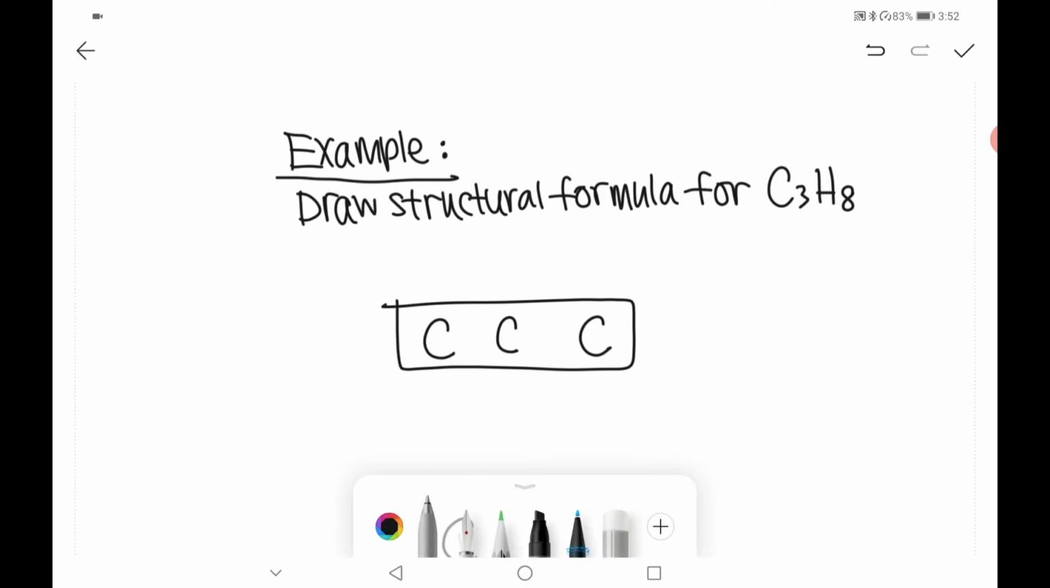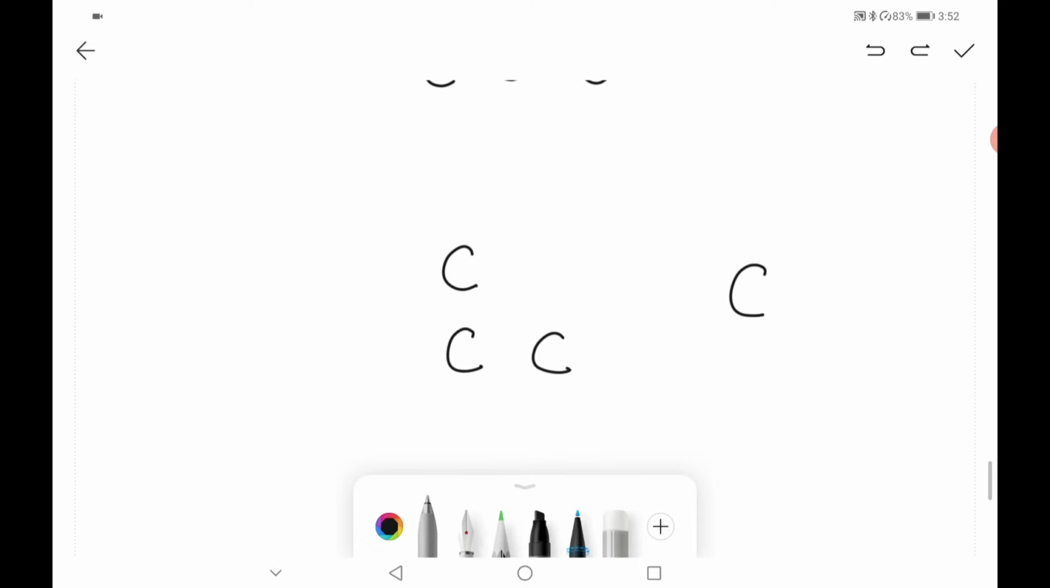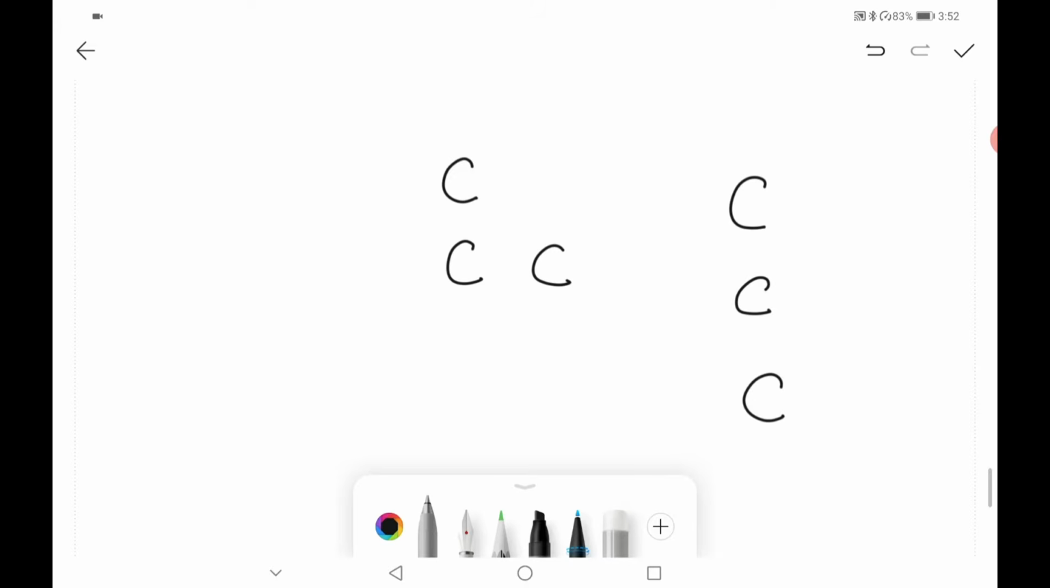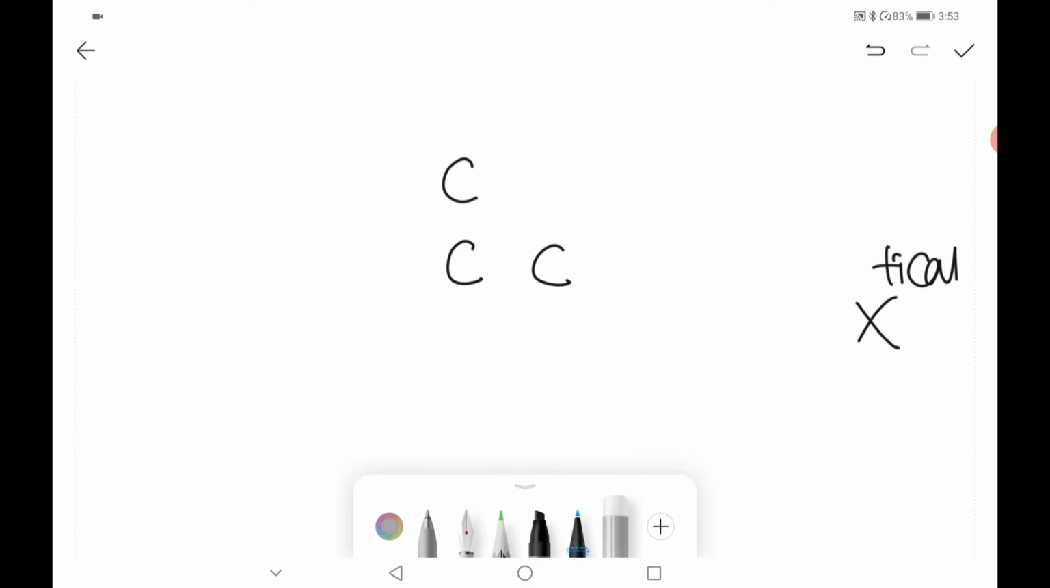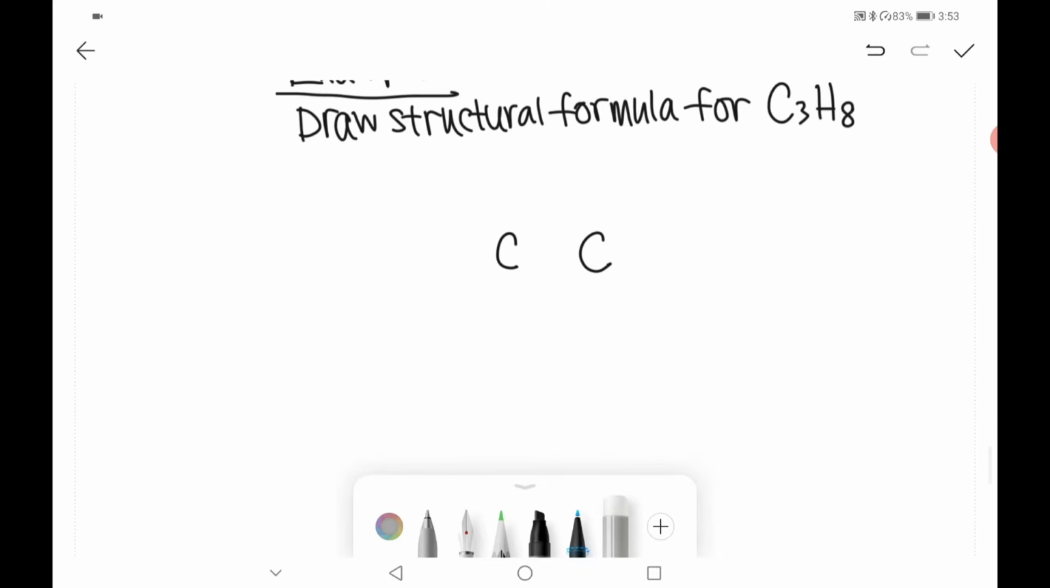Because some people will say, sir, if I draw carbon 1, 2, 3, it's also a straight line, but this straight line is a vertical straight line. I don't want vertical. I want you to draw in a horizontal straight line. Draw it in a horizontal way.